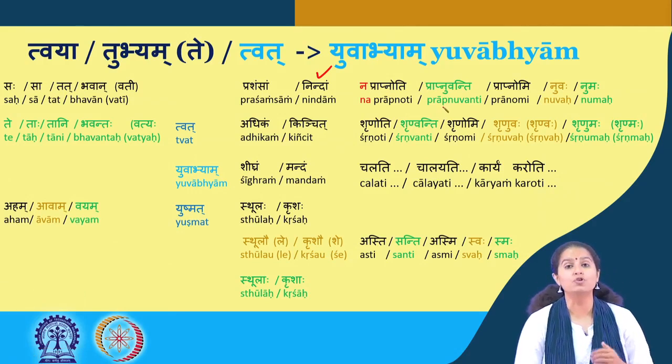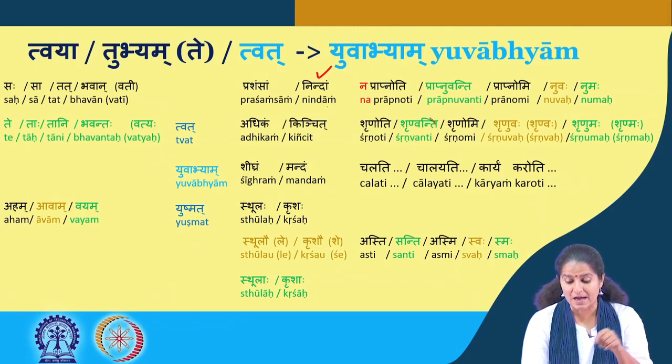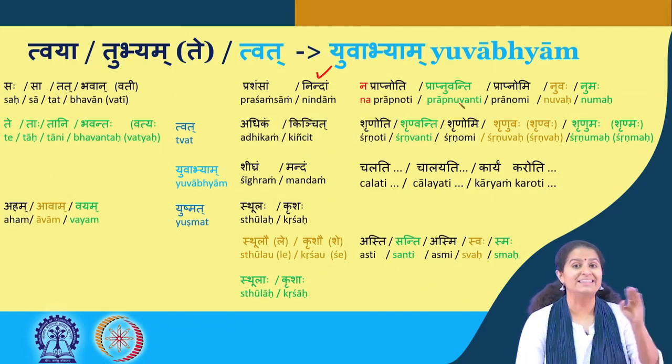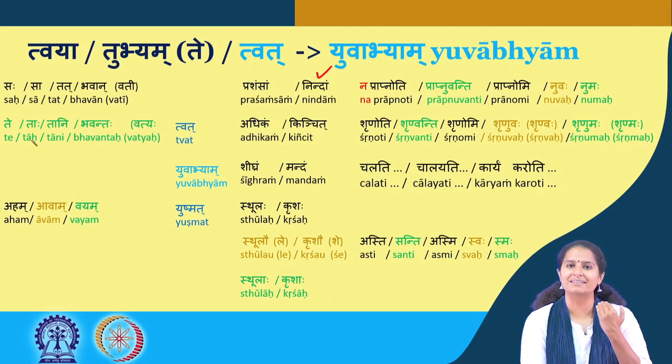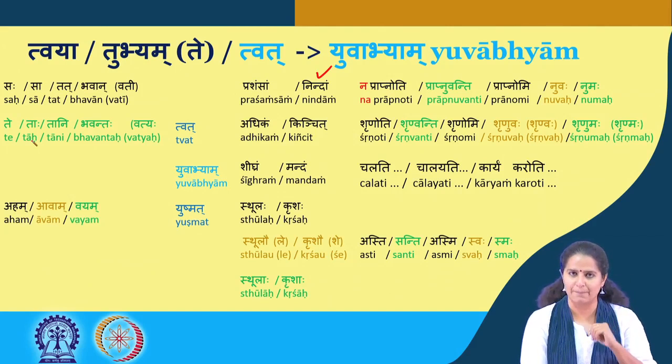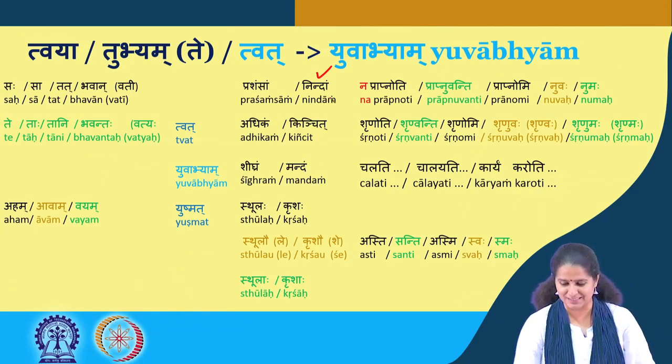Uttamam. Let's move on to prapnuvanti. Te tvat nindam na prapnuvanti. They don't get criticized by you, singular. They, or from you, so not by you in this case, it is from you. They don't get any criticism from you. The ablative, the fifth case. Te yuvabhyam nindam na prapnuvanti. And finally, te yushmat nindam na prapnuvanti.